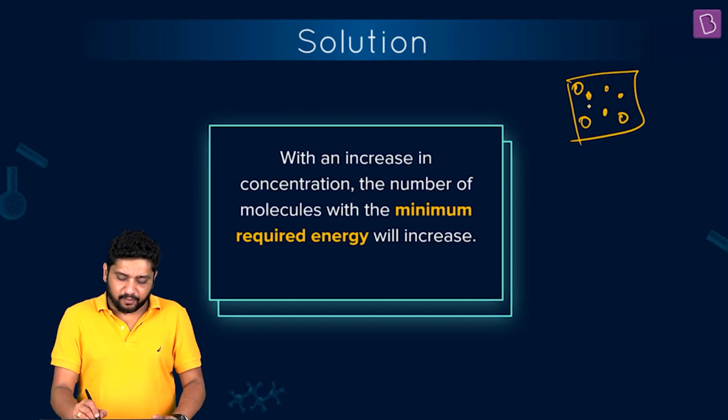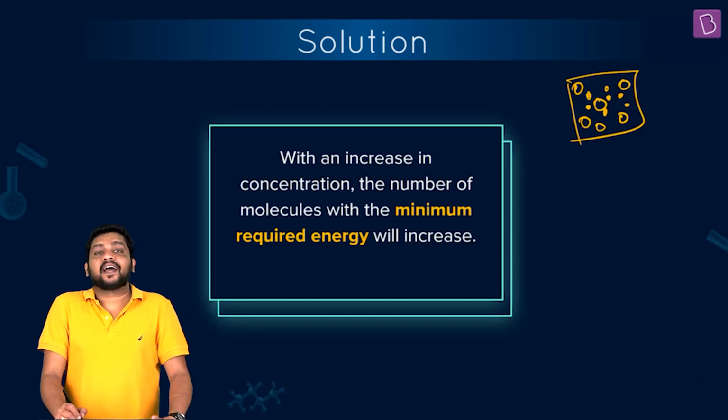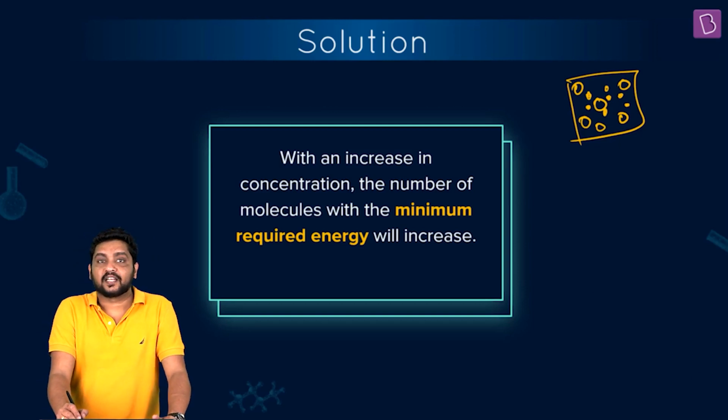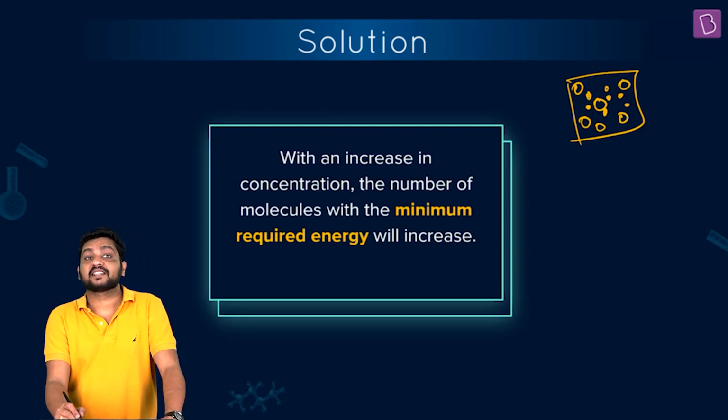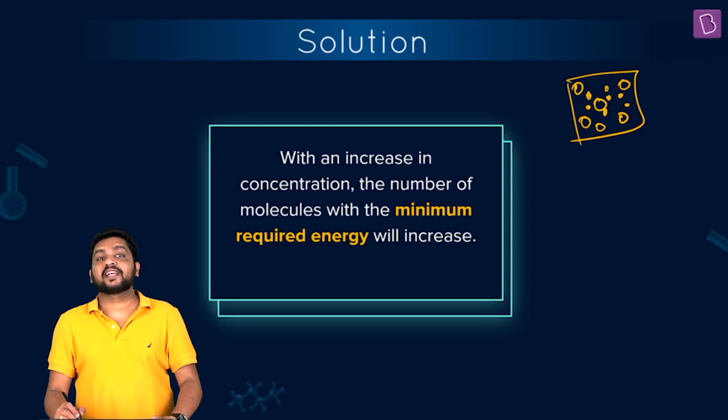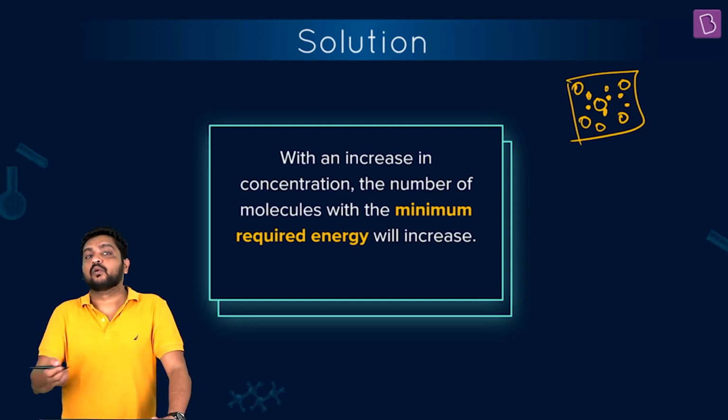If I increase the number of reactants, I increase the numbers of both, obviously you can understand that the number of collisions will increase. The number of particles per unit volume is increasing, the number of collisions will increase, and the reaction rate is going to go up, right?